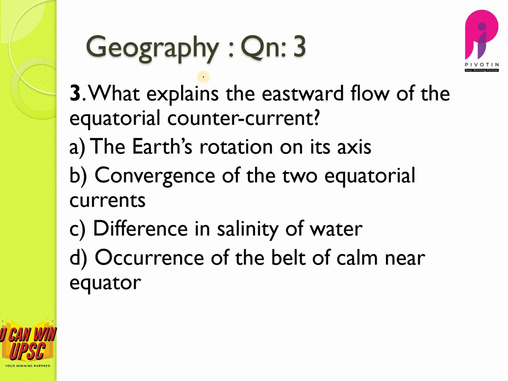So the main answer is the convergence of two equatorial currents at the landmass. Hence the answer to this question is B. Convergence of two equatorial currents which cause the equatorial countercurrent.